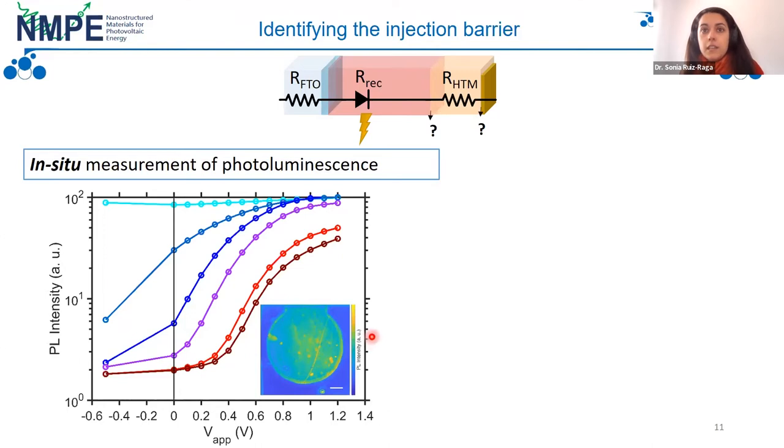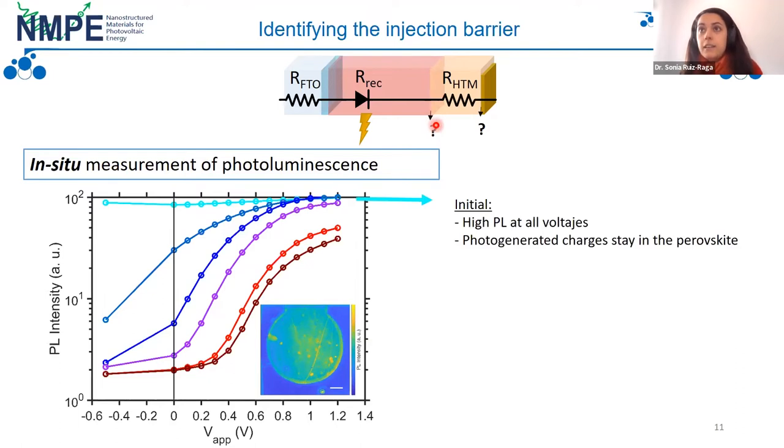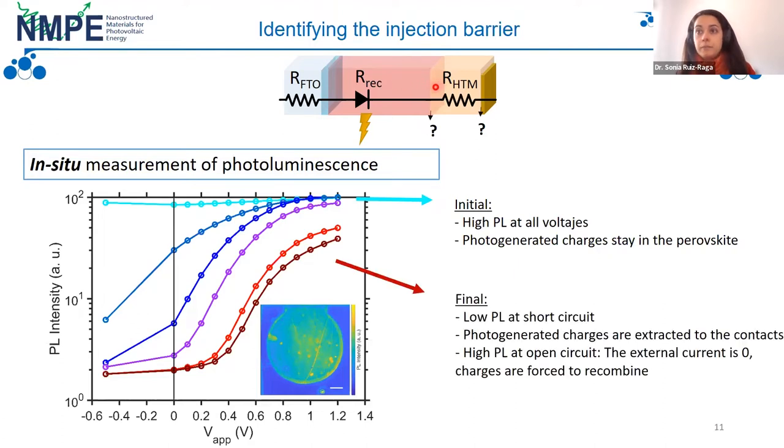So this gives us the information to tell that the blocking layer is located just between the perovskite and the HTM interface. So right here, as an inverted diode.